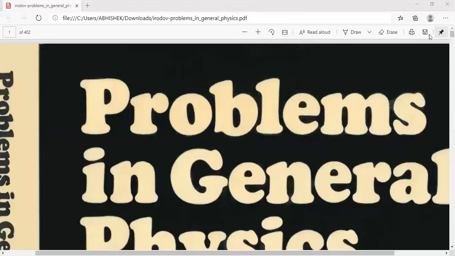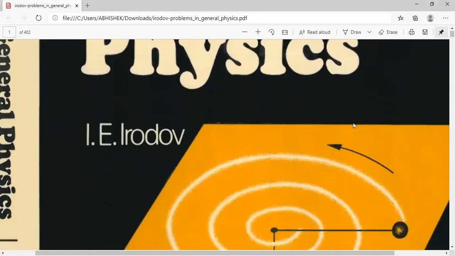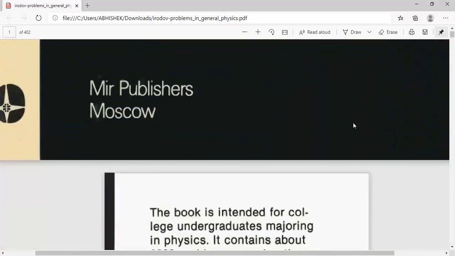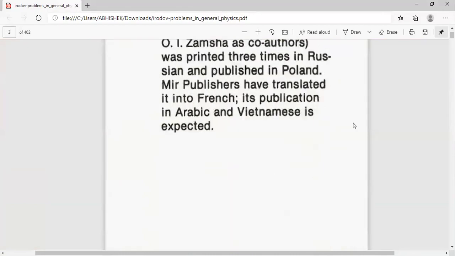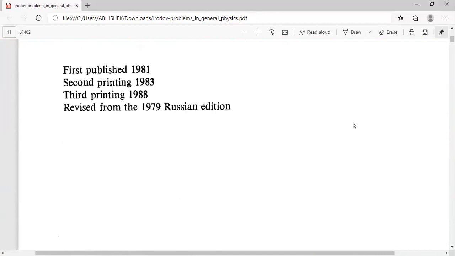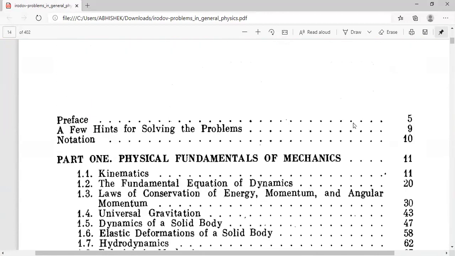Hello everyone. In this lecture series, we'll be solving the numerical problems from the book Problems in General Physics by I. E. Irodov, published by Mir Publishers, Moscow. Students, in this section we will solve the numerical problems from Irodov. As you know, this book has good-level questions which can clear your concepts.